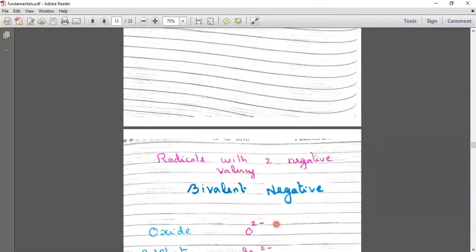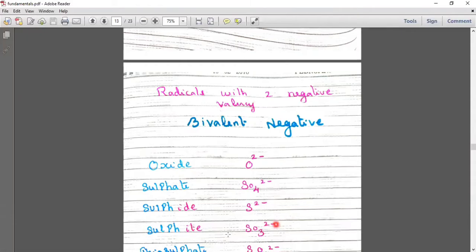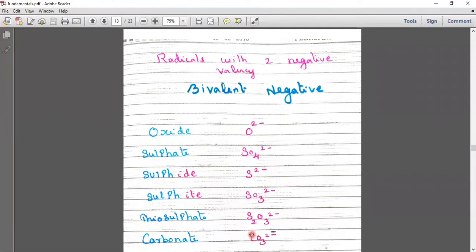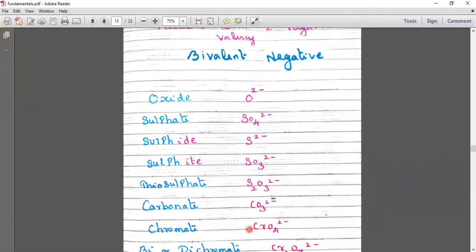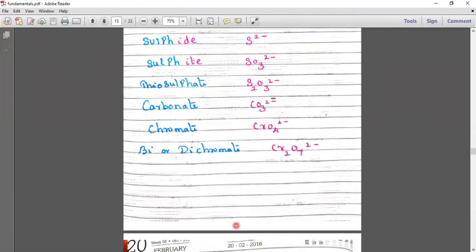Next, bivalent negative ions. Oxide O2 minus, sulfate SO4 2 minus, sulfide S2 minus, sulfite SO3 2 minus. Then thiosulfate S2O3 2 minus, carbonate CO3 2 minus, and chromate CrO4 2 minus, or we can say di, so dichromate Cr2O7 2 minus.